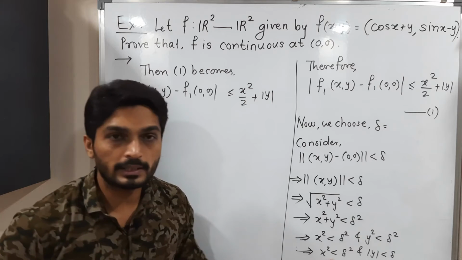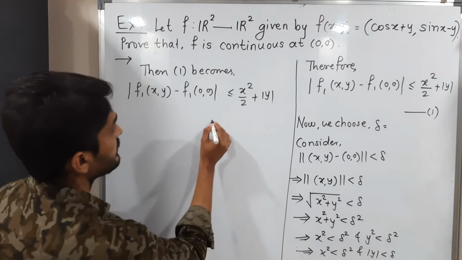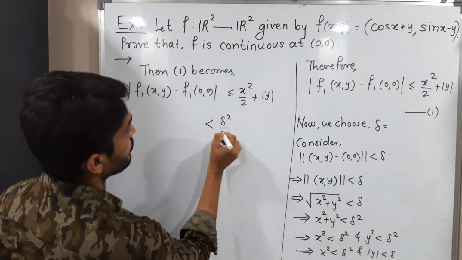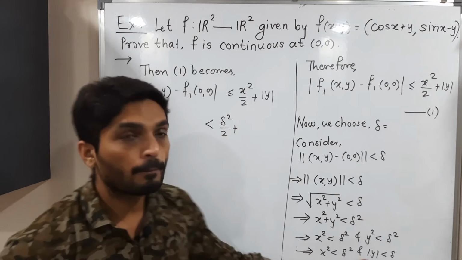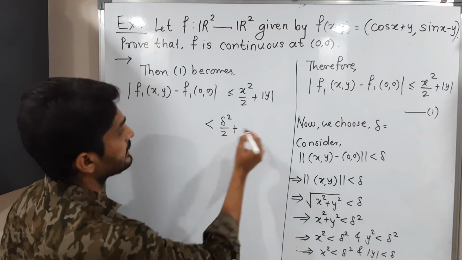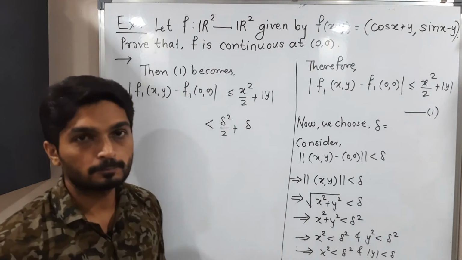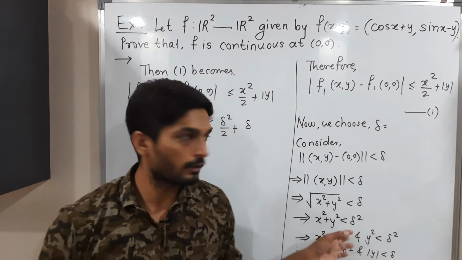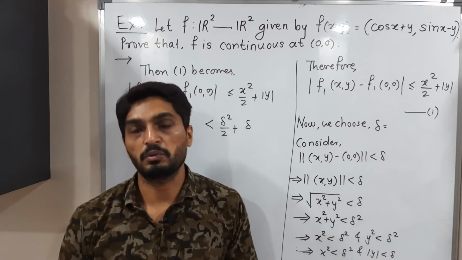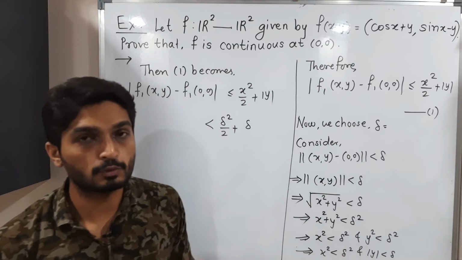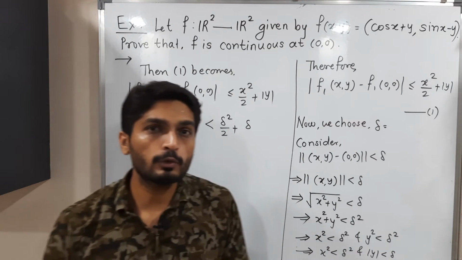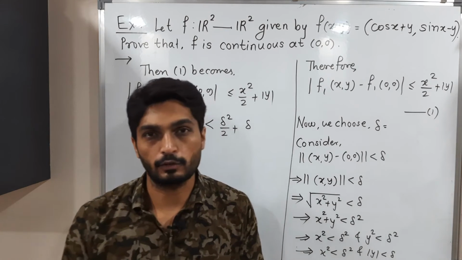So see, x square is less than delta square, so I can write this is less than delta square by 2, and what we have, mod y is less than delta, so this is less than delta. Getting? So can you tell me the value of delta? Cannot say directly, we have to prove that this is less than epsilon. So what will I do? I'm going to do one adjustment.